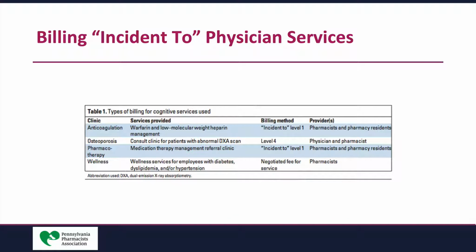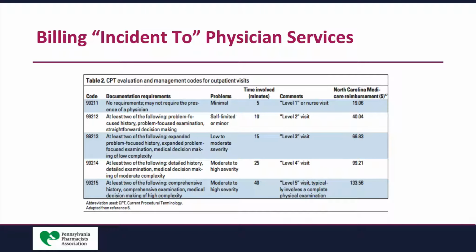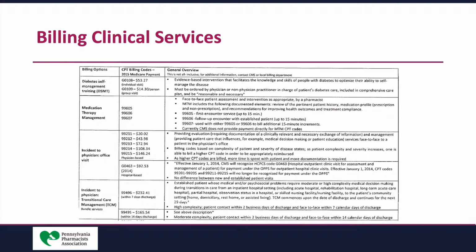It came out several years ago, and it was an ambulatory care clinic in Asheville, North Carolina, and it talked about how pharmacists, in partnering with physicians, were able to bill for different types of codes, such as anticoagulation, osteoporosis evaluation, pharmacotherapy, med therapy management, and wellness visits. And these different codes were also paid based upon time involved and the level of effort. And so there's examples of the reimbursements can vary anywhere from $19 to $133 per service.